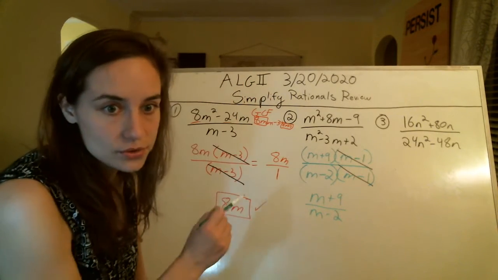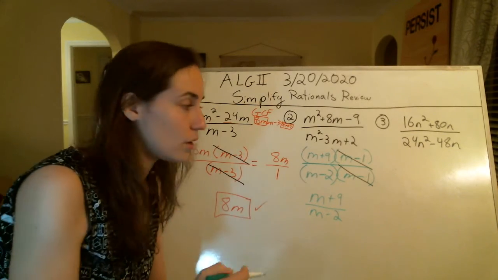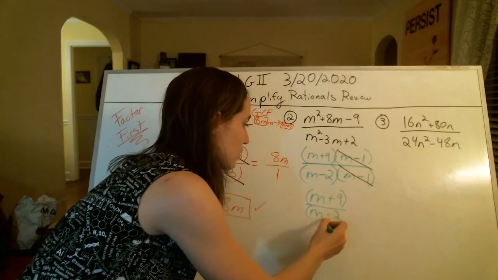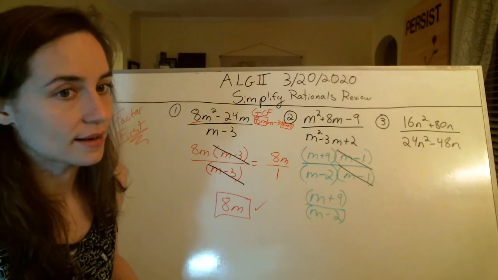Now again, do those m's further cancel? No, they are not monomials. They are connected to their numbers. They are binomials that are not alike.